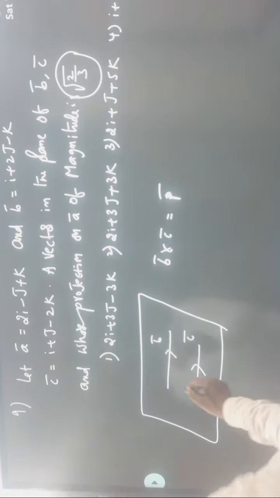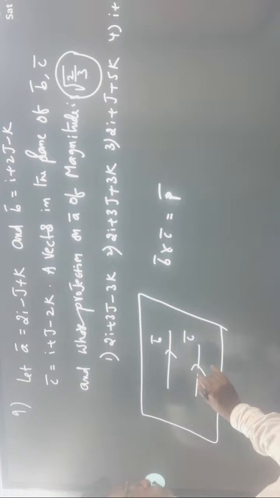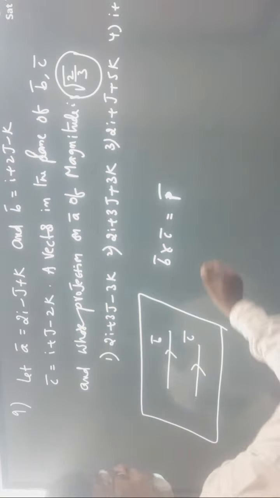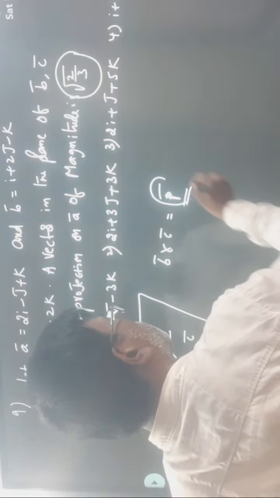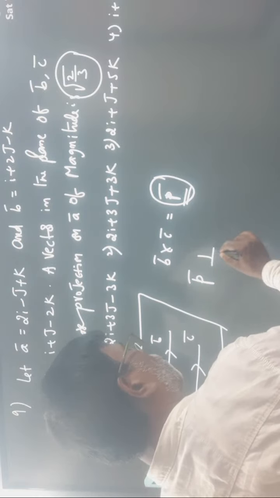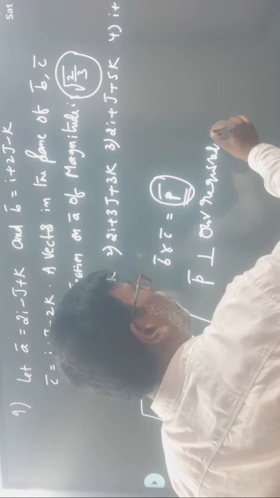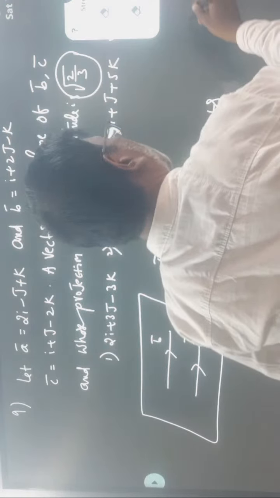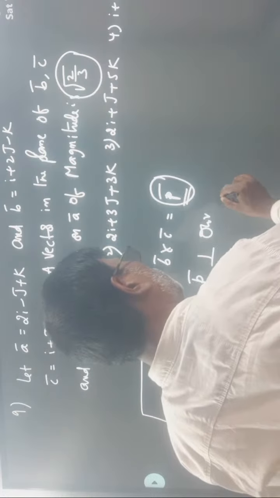So b cross c is a vector perpendicular to both b bar and c bar. Observe that our vector p bar is also perpendicular to our required vector. Remember that, p bar is also perpendicular to our required vector.